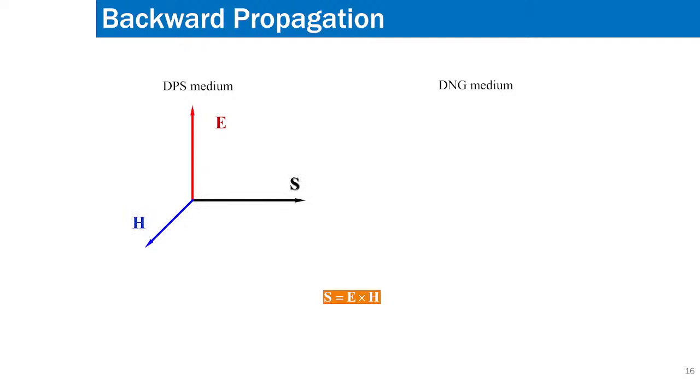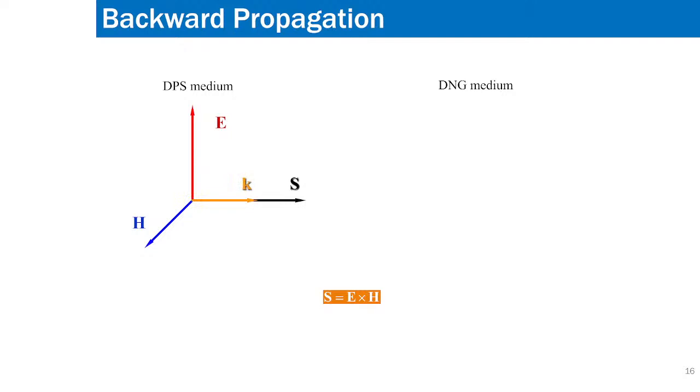E and H form a plane for a plane wave. So E and H are in a plane, and the wave is propagating along S. S is equal to E cross H, which we know by definition. So the S direction is perpendicular to this plane. They form a right-handed triad, therefore it is a right-handed medium. Now what is the k direction?